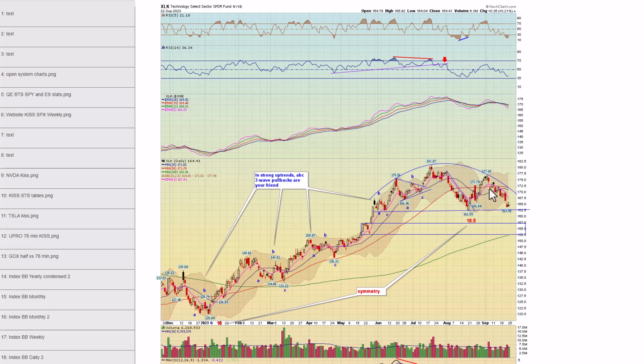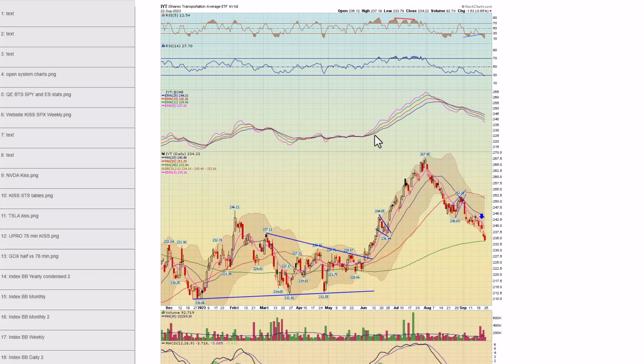Moving averages have flattened out. That's where you're more vulnerable to a stronger sell-off. Chart 67, here's the transports. Remember that we showed this rising wedge. We said our target was at least the 200-day moving average. Well, that was hit on Friday.